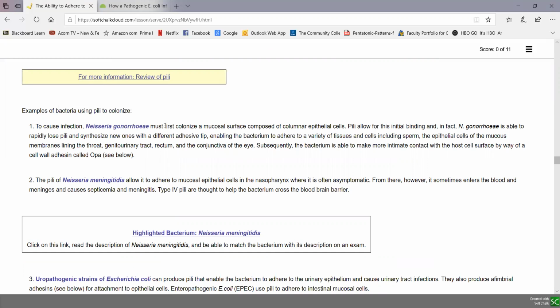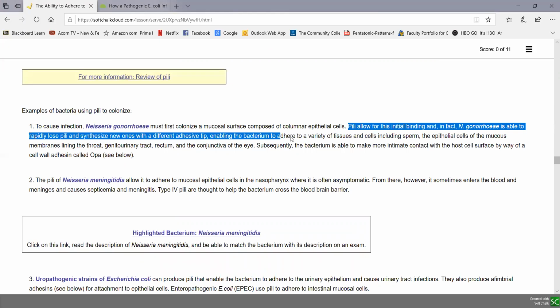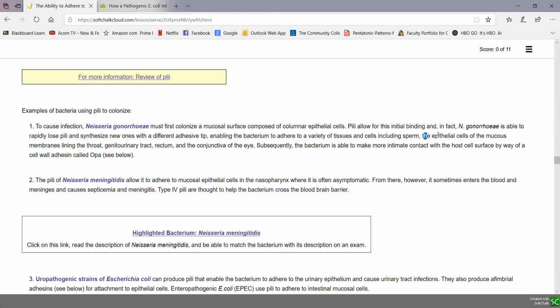And that first has to colonize mucosal surfaces composed of columnar epithelial cells. So pili allow for the initial binding. And the fact that, of course, Neisseria gonorrhoeae, like many bacteria, can rapidly lose and synthesize new pili with different adhesive tips enables the bacterium to adhere to a variety of tissues and cells in the body. For example, some adhesive tips allow them to adhere to the epithelial cells of the mucous membrane.